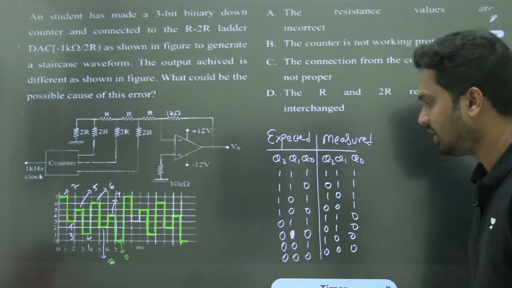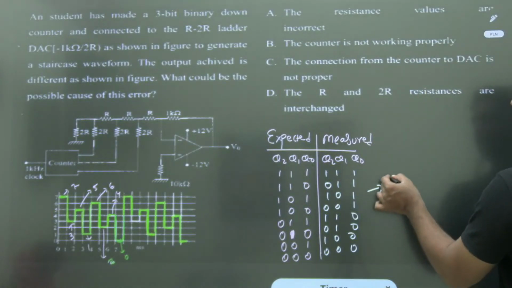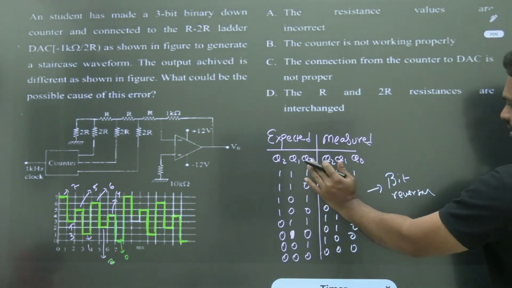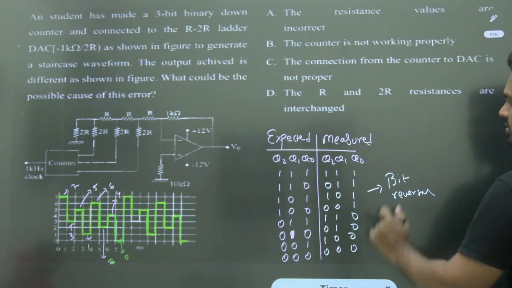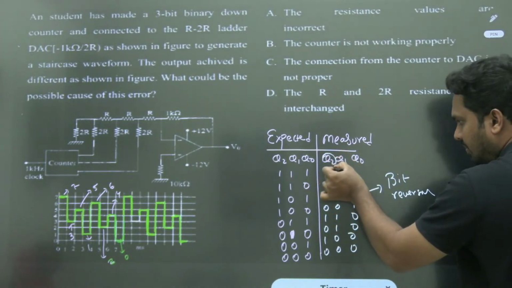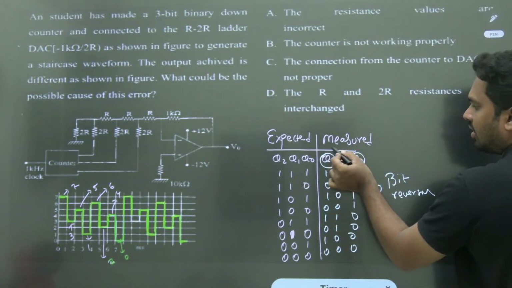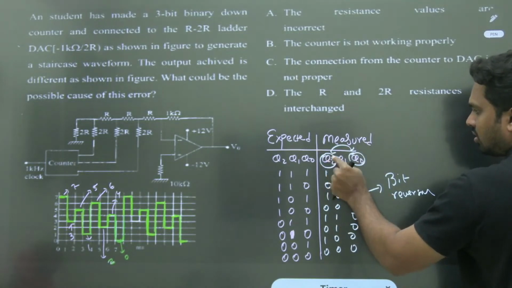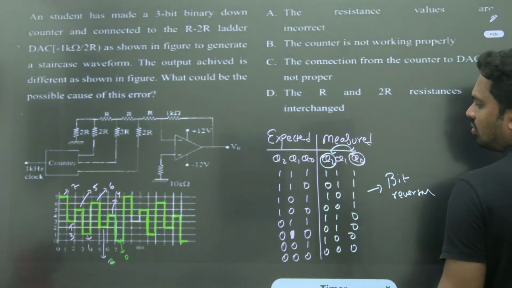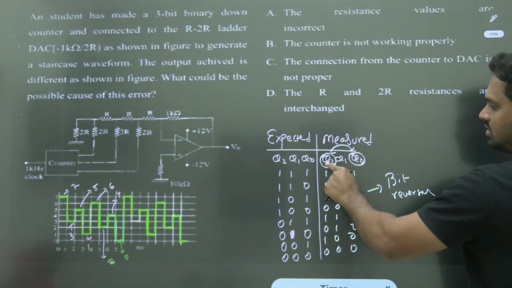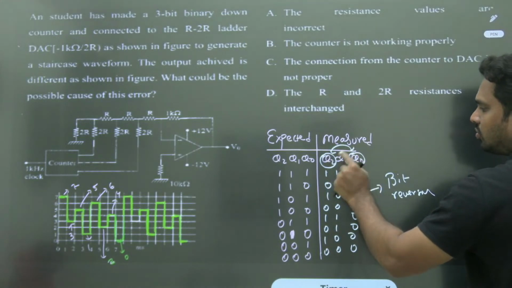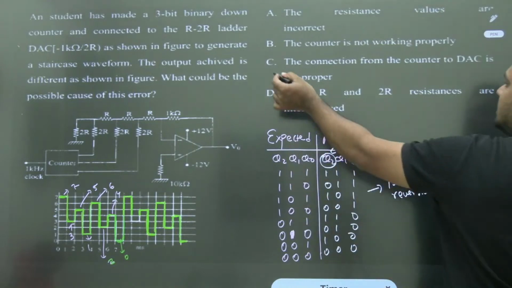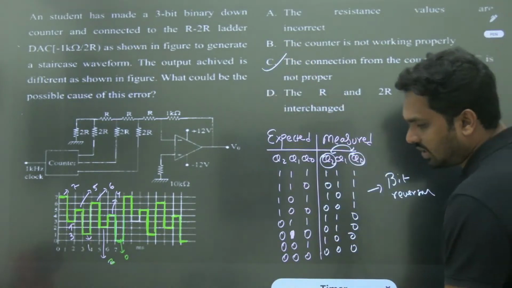If you observe, yes, there is a relation that is called bit reversal. You see this particular pattern and this particular pattern are mirror images of each other. So these bits are reversed, flipped. Q0 is connected in place of Q2, and Q2 in place of Q0. So here Q0 is connected, here Q2 is connected, that is connected in reverse. So the connections from the counter to the DAC are not connected properly is the right answer.